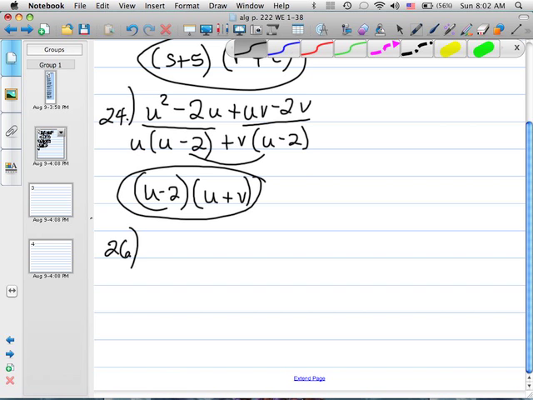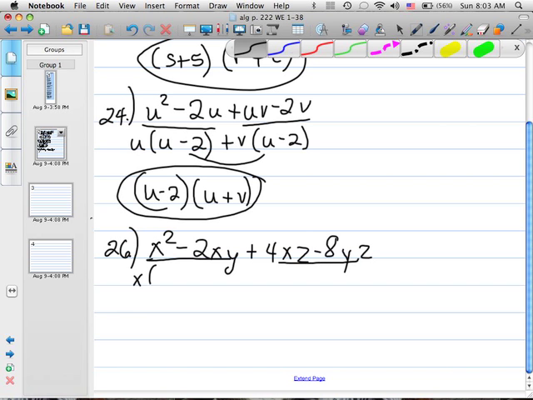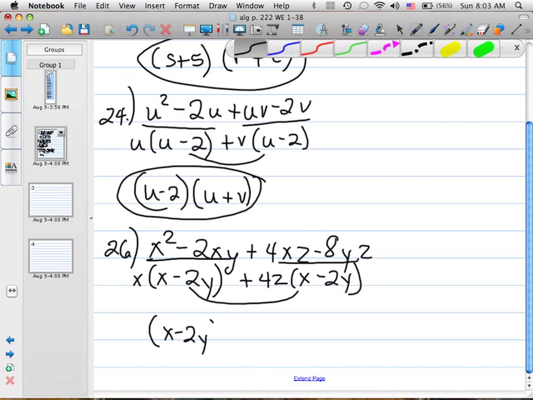Problem 26, we have x squared minus 2xy plus 4xz minus 8yz. Pairing them up, from the first, the greatest common factor is x, so that leaves us x minus 2y. Checking signs, positive, negative, negative. Take out a positive, the greatest common factor would be 4z, and that leaves us x minus 2y. And again, they're identical. If they're not, then you haven't taken out the greatest common factor. So I can take out my common factor, x minus 2y, and it was first used with x and then with plus 4z.